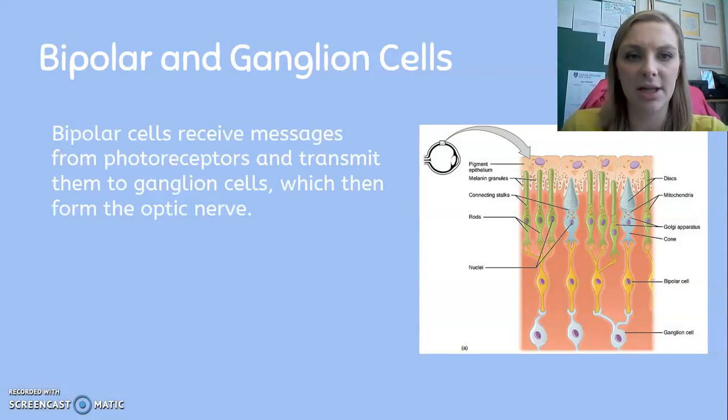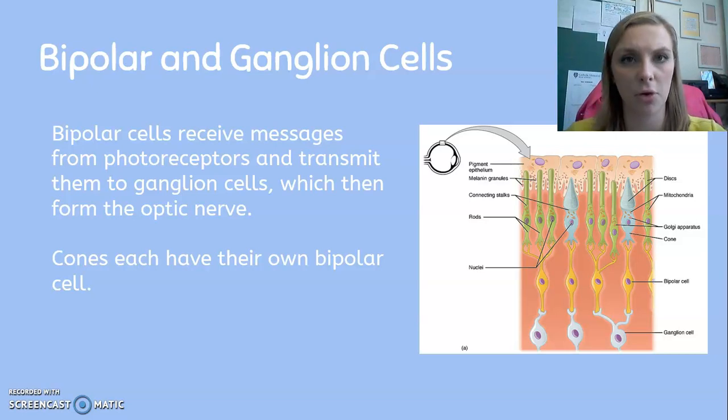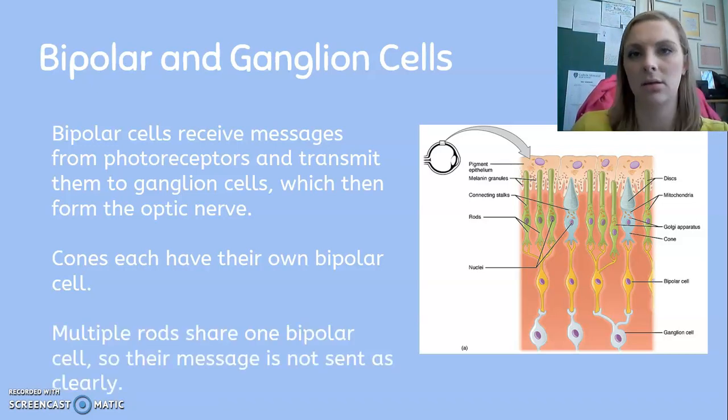Okay, let's look at those specifically. So bipolar cells receive the message from the photoreceptors, the rods or the cones, and then they transmit them to the ganglion cells. The ganglion cells form the optic nerve. Okay, and the optic nerve, remember, sends the messages directly to the brain. Cones each have their own bipolar cell to get more information. Rods share a bipolar cell. There's about 3 rods per bipolar cell. Okay, we just said this. This is a little bit of a review. We're just looking at it more than once.